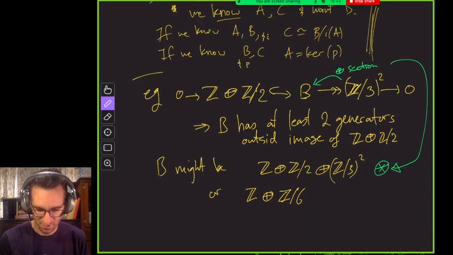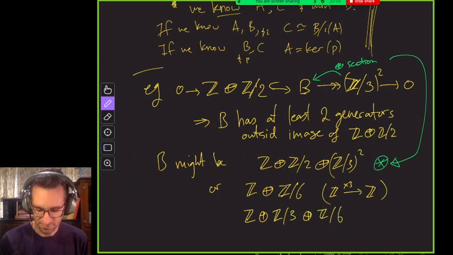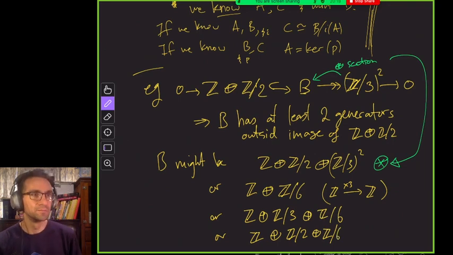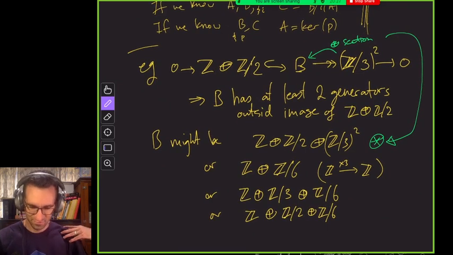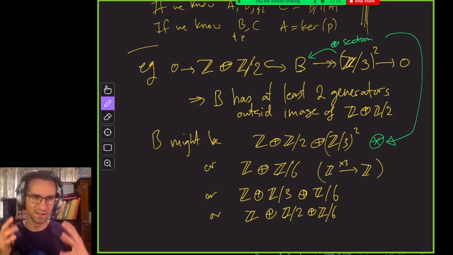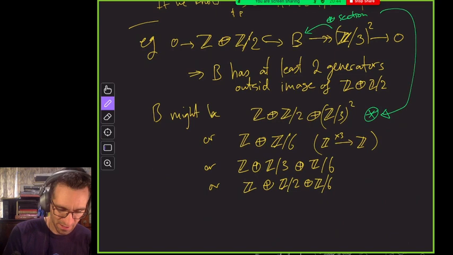And there are other options, right? Because you could have Z plus Z mod. In this case, the map from Z to Z is the times by 3 map. And in this case, it's a mixture. So we could have that plus Z mod 6. It massively cuts down the possible options. And don't quote me, but these are probably most of what's going on. All right, so we've really constrained ourselves by knowing that B fits into an exact sequence like this. That's just what I wanted to say about that.